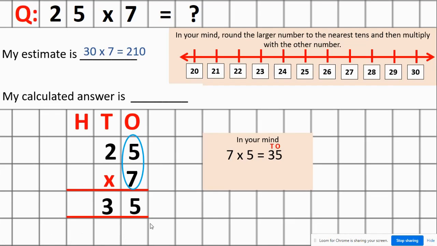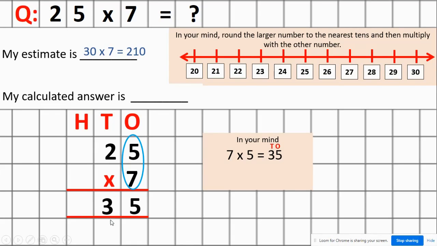Like in addition, when you get a two-digit answer, you carry over this first digit. So the same thing we are going to do in multiplication. Remember, multiplication is nothing but repeated addition. So I can either say 2 times 8 or I can add 8 two times. I will get the same answer, right?